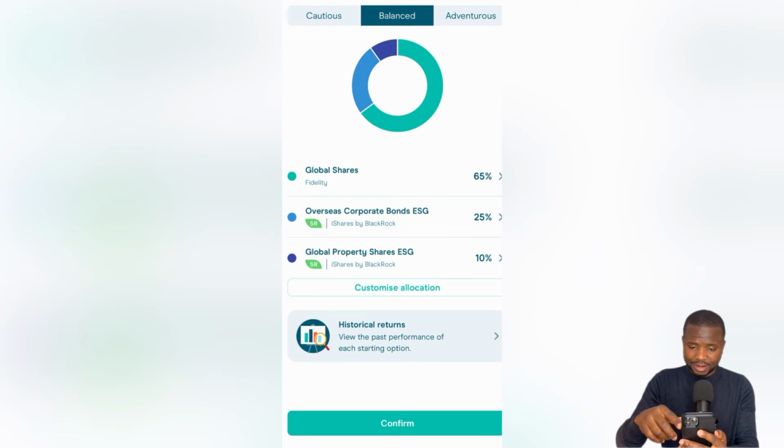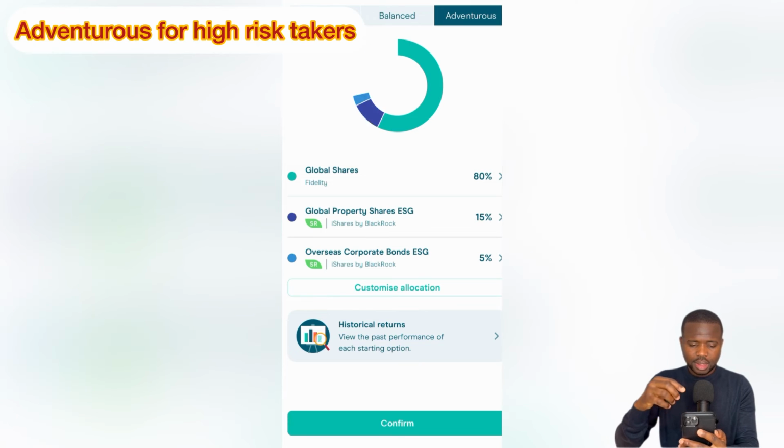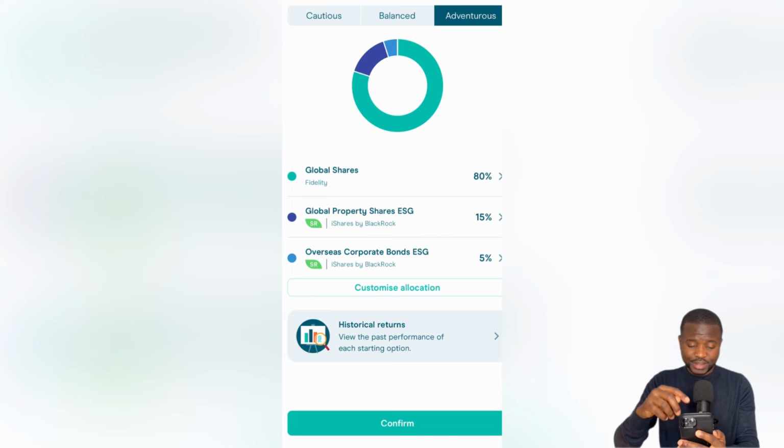I use Vanguard. So we go to adventurous, where you see that actually 80% of the money is invested in global shares provided by Fidelity. And then only 5% is in government bonds. So 95% of the money is in shares. That's why it says it's more adventurous, it's more risky, because a lot more of your money is in funds or shares, and that is what I seem to wish to go for.